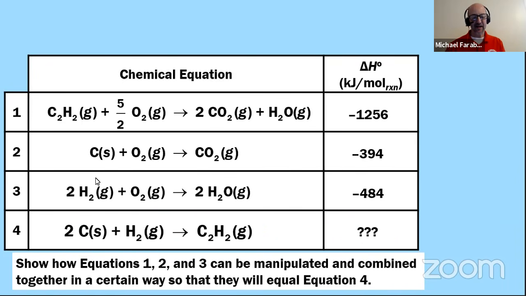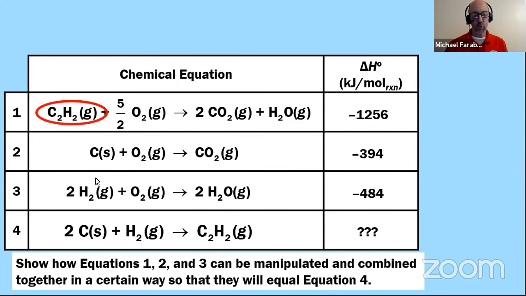So I'm going to go ahead and analyze the chemicals that are in equation 4. We have 2 moles of carbon. I definitely see carbon up there in equation 2. We have 1 mole of hydrogen. I definitely see hydrogen up there in equation 3. And we have 1 mole of C2H2, which is called acetylene. I see that chemical featured in equation number 1.